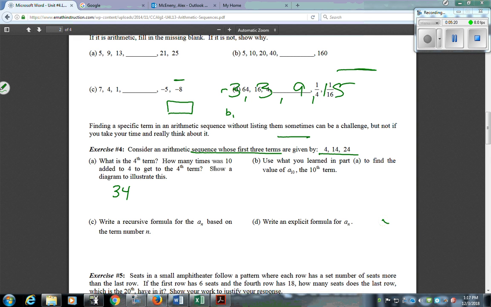And then the second part of the question they ask, how many times was 10 added to 4 to get to the fourth term? Well, in this case, to illustrate this, they said draw it out. So we added 10 3 times.